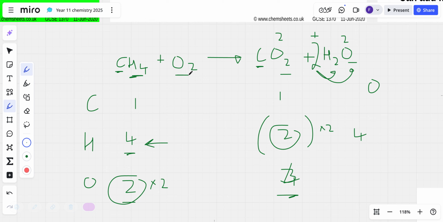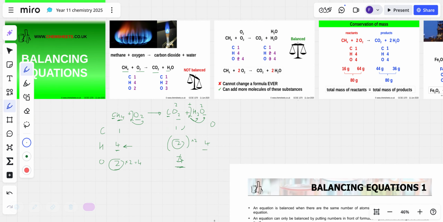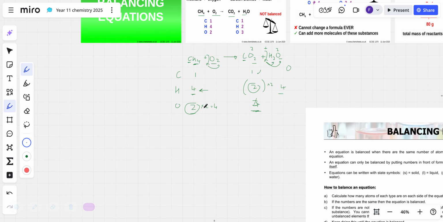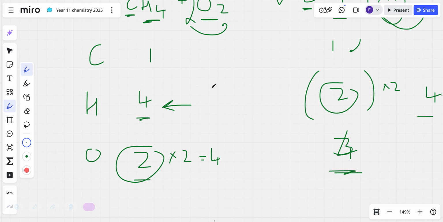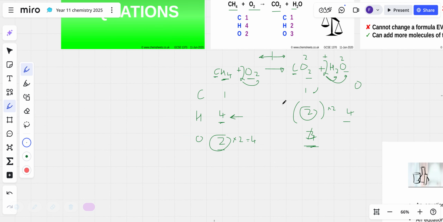If I look at it, there's O2. If I put a big 2 in front of there, I've got 2 times 2 equals 4. So I've got 4, 4, 1 and 4, 4, 1. My numbers are all the same. I'm balanced. I'm done. This is how you do it. All right? And this is how you balance it. Now, you must have exactly the same things on the left and the same things on the right. So this is method 1 of doing it.